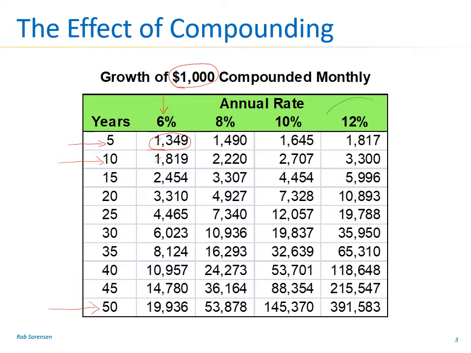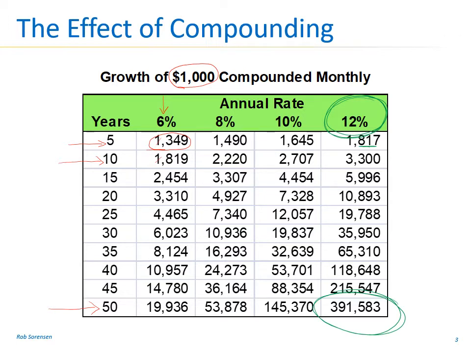So I go over here and I've got 12%. Well, again, notice the same thing happened. Instead of 349, I made 817. So again, more than double the amount of interest. And look at this one. This is really impressive. If we could earn 12% consistently for 50 years, $1,000 without touching it ever again, just letting it sit and grow, would turn into nearly $400,000.